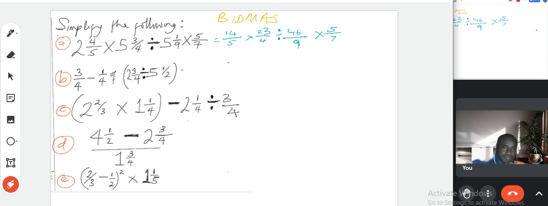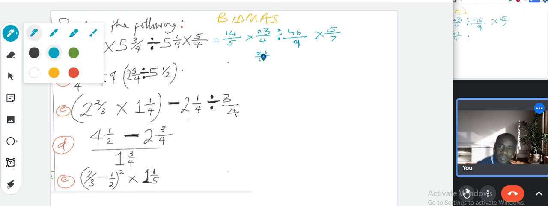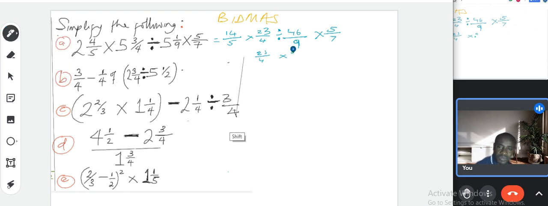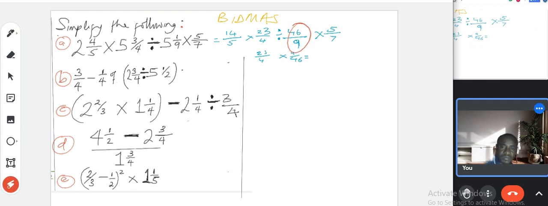Wait, where should I do it? Go ahead, just do it below it and continue. When you exhaust this space, we'll go to the next page. Okay, you remember to flip the next fraction, isn't it? After you change this division to multiplication, you flip the next fraction. That's correct. So go on. Remember this is 23.